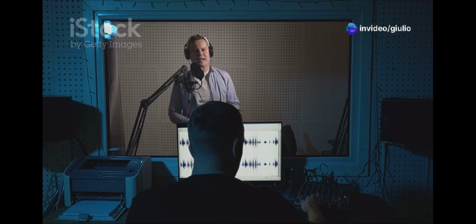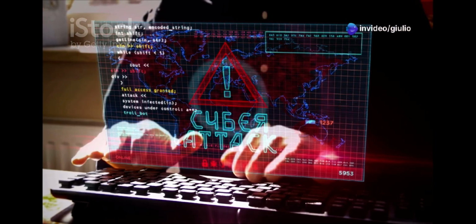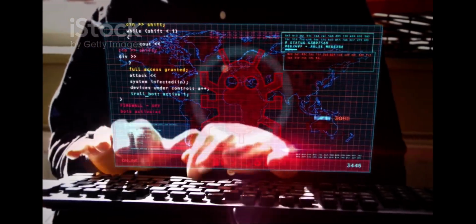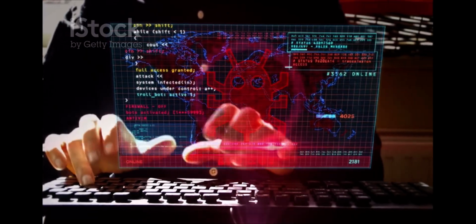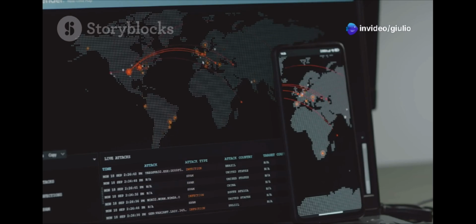Section 5. Real-world cyber battles, lessons learned. Examining real-world examples of cyber attacks can provide valuable insights into the tactics used by attackers and the importance of robust cybersecurity measures. The 2017 WannaCry ransomware attack serves as a stark reminder of the devastating impact cyber attacks can have.